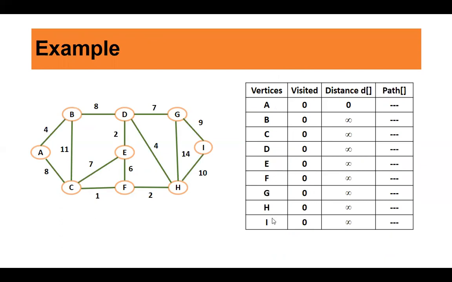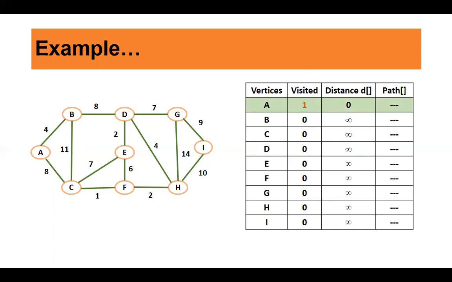This is the set of vertices which are not visited still. Once a vertex is visited, we'll change this value from 0 to 1. 1 indicates the vertex A is already included in the shortest path. As we said in the beginning, A is the source vertex, so its distance is 0. For the rest of the vertices, distance is initialized to infinity. Path is nil, so I've just put a dash there. In the beginning, we take the source node A as visited, so mark it as 1.